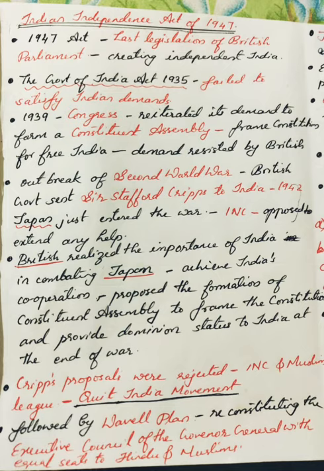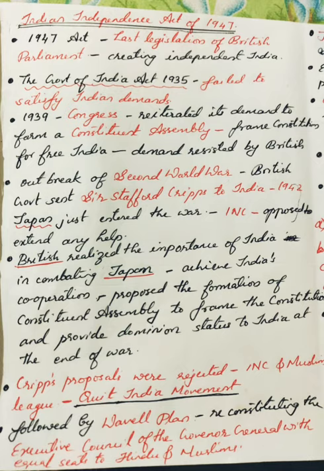In 1939, Congress reiterated, or repeated, its demand to form a constituent assembly to frame a constitution for free India. This demand was resisted, or opposed, by the British Parliament, the Britishers. So in 1939 the Congress repeated its demand, but the British opposed the demand of the Indians.